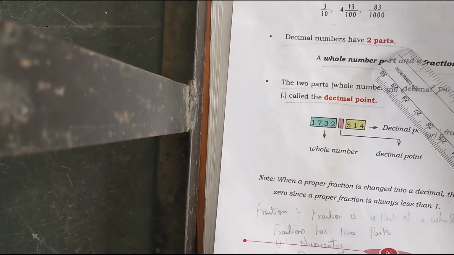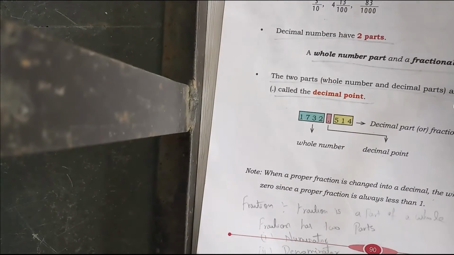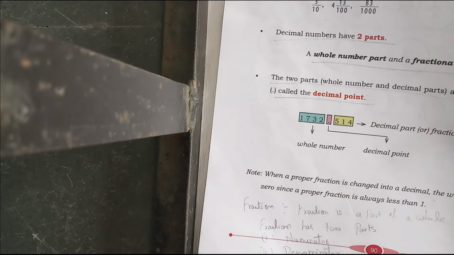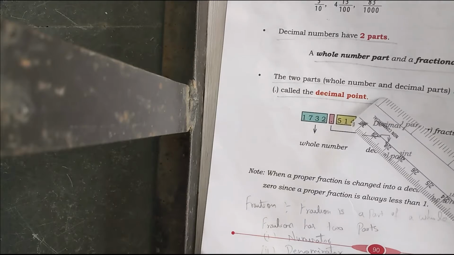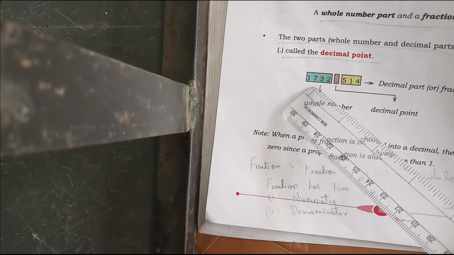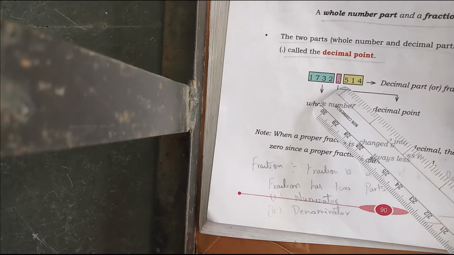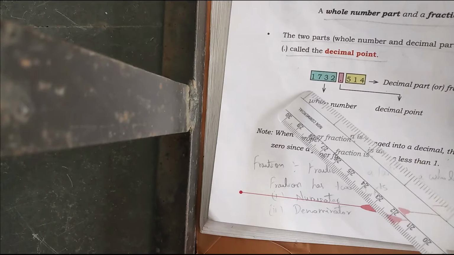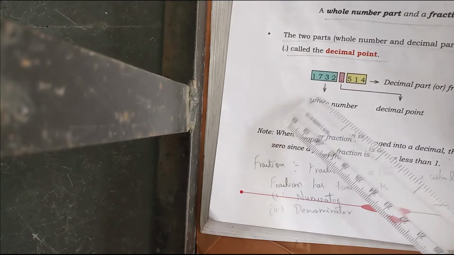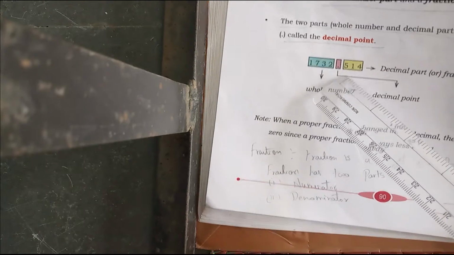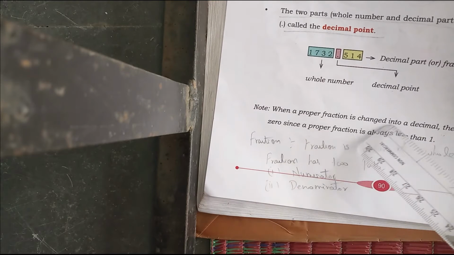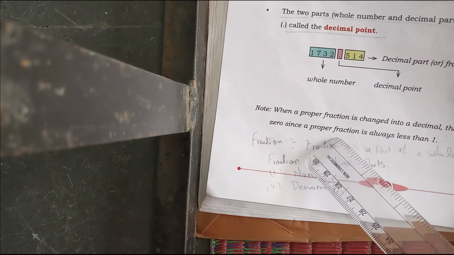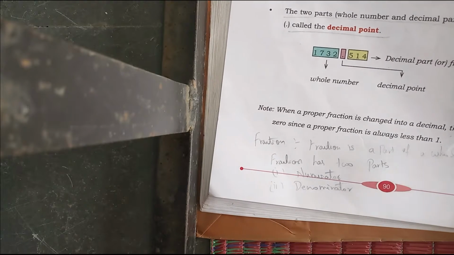Decimal numbers have two parts, a whole number part and a fractional part. The two parts, whole number and decimal parts, are separated by a point. That point we call the decimal point. For example, here, 1732.514. This 514 is the decimal part and this 1732 is the whole number, and this we call the decimal point. When a proper fraction is changed into a decimal, the whole number part is 0, since a proper fraction is always less than 1.